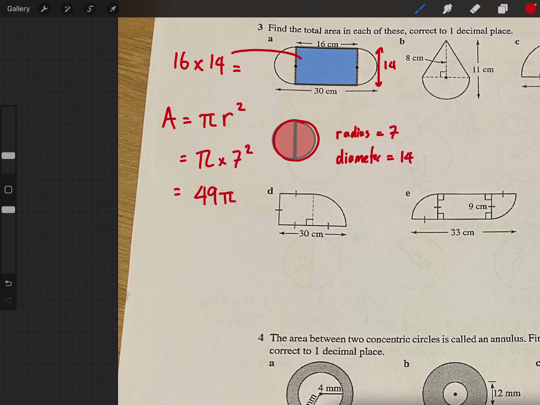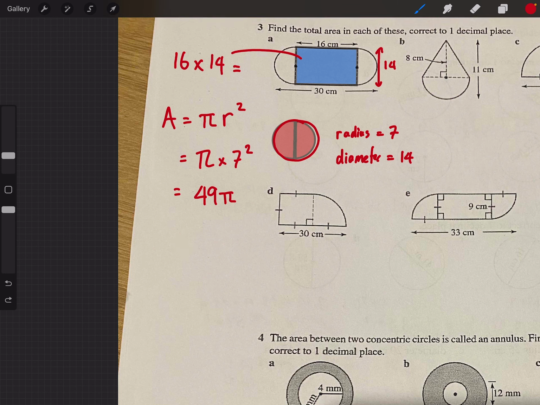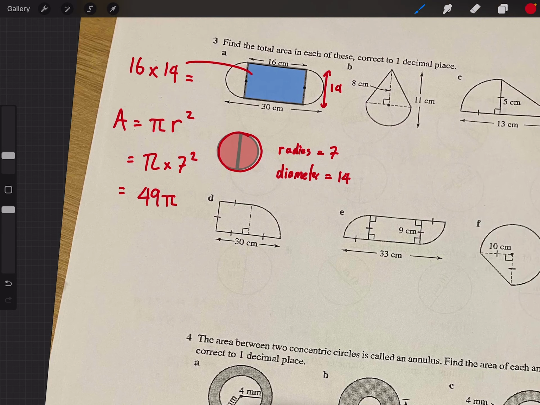Instead of writing 49 times pi, I just put them together like this, and you can write it like that, just like with algebra. If I said 49 times x, I can just write 49x, right? Just like in algebra, we can do that. So work out what 49 times pi is, work out what 16 times 14 is, get the answer to that, and then add the two together. You're going to have a number here and a number here. Add these two numbers together and you get the total area.